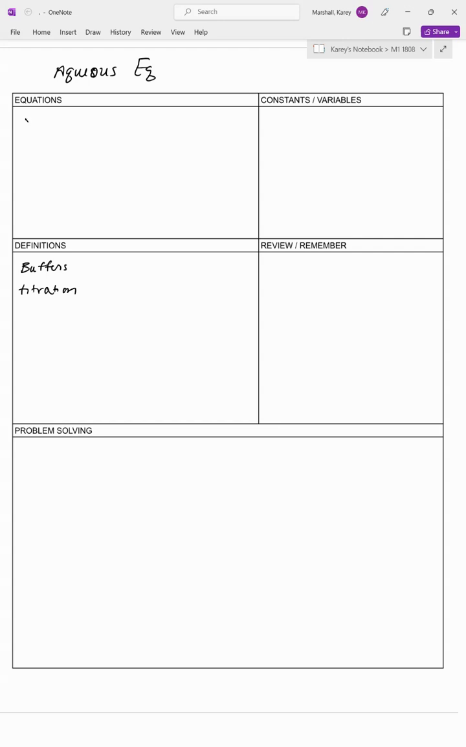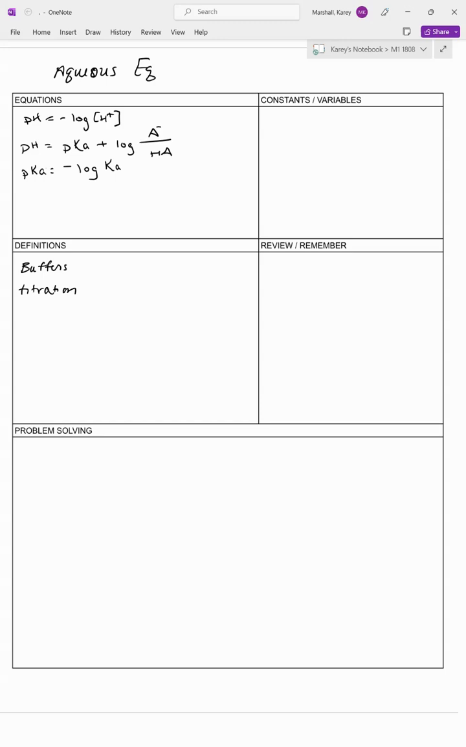But equations you're going to need to remember from the previous module: pH equals the negative log of the concentration of the hydrogen ion. And we have the Henderson-Hasselbalch equation: pH is equal to pKa plus the log of the conjugate base over the weak acid. So pKa is the negative log of the Ka. Now, the Ka should be tabulated or given to you.